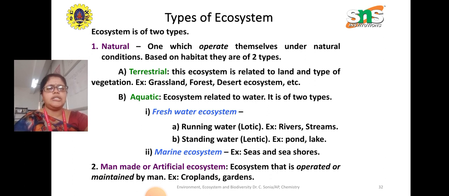Aquatic, this ecosystem is related to water and it's mainly of two types, that is freshwater ecosystem and the marine ecosystem. Freshwater, again you can classify it as whether they are the running water or the standing water. Running water, they are called the lotic, example rivers, and standing water, lentic, example pond. Marine water, example sea. So man-made or artificial ecosystem is operated or maintained by man, that is example cropland, gardens, etc. And also we can include these structures of the buildings, etc.